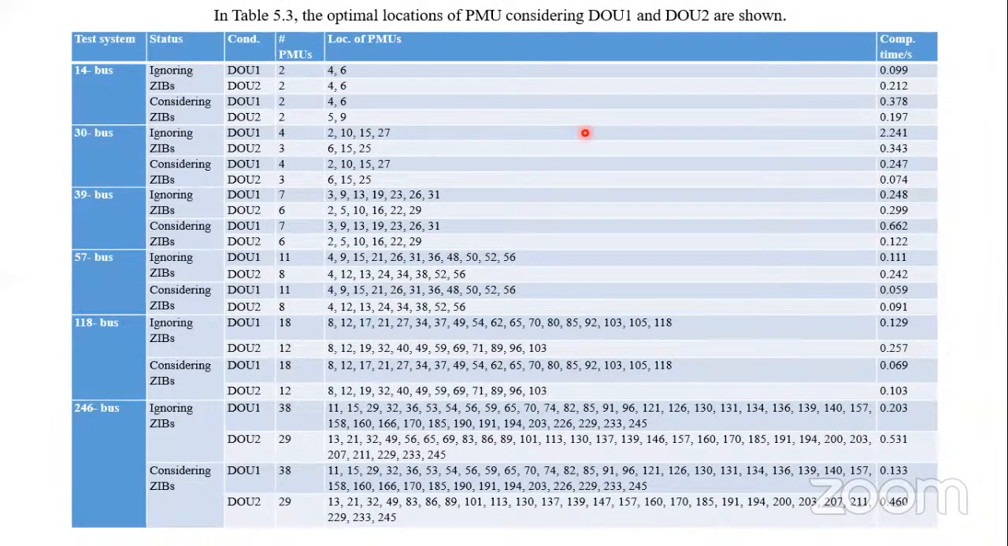Now this is the result of depth of unobservability 1. For the 14 bus system, it is 4 6, as you are seeing. Whenever we are considering the zero injection buses, it changes to 5 9. And similarly you can see it for the 30 bus system, the 39 bus system, and so on and so forth.